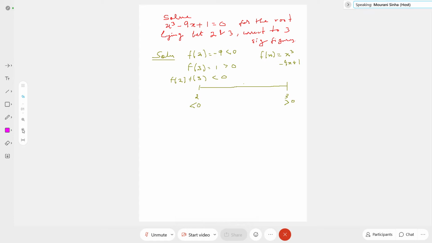Now we find the middle point of 2 and 3. This is our next work. So what is the middle point of 2 and 3? I'm sure all of you can get it. That is 2.5. Next, my work is to find f(2.5). So this middle point I will find, and then I will compute how much is f of that. Again, the value is not important. If f(2.5) is positive or negative, that is important. So please tell me how much is f(2.5)?